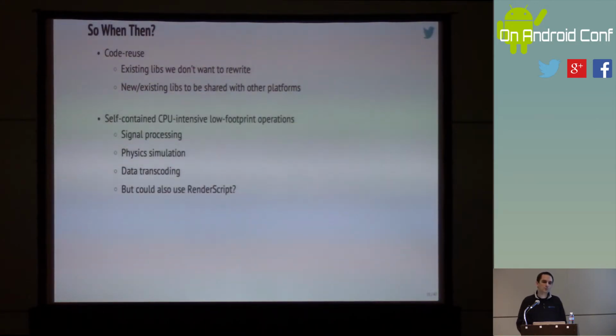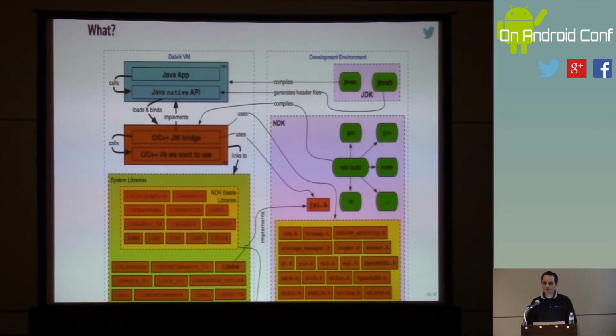And then if you know that some code is extremely self-contained, with a very low memory footprint, and you can isolate it well, so you can build an API that's rather coarse-grained, so it doesn't require too many interactions, or I should say transitions, context switches from the Java world into the native world, then things such as signal processing, physics simulation, data transcoding lend themselves well to being implemented natively. Although Android also ships with something called RenderScript, which is another interesting API to explore for this sort of use case.